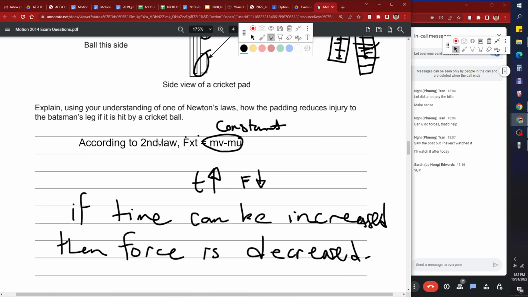According to Newton's second law, impulse is force times time, and it equals the change in momentum. Because the velocity of the ball is fixed and the mass of the ball is fixed, that's constant. And if we increase the time that the ball takes to change its momentum, then the amount of force acting on us at any single point in that time is going to be less. Okay, the force is decreased.